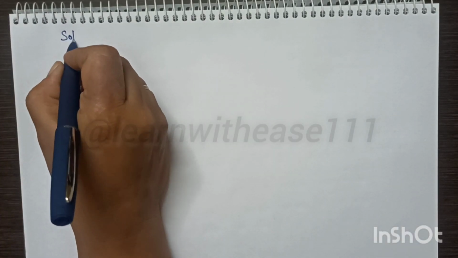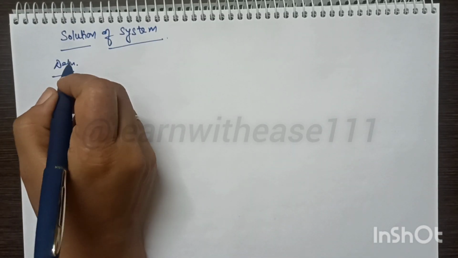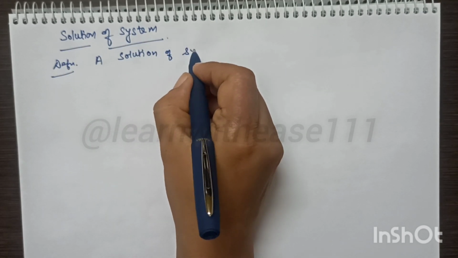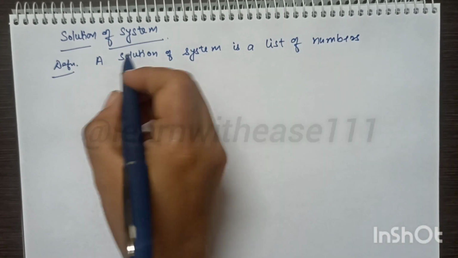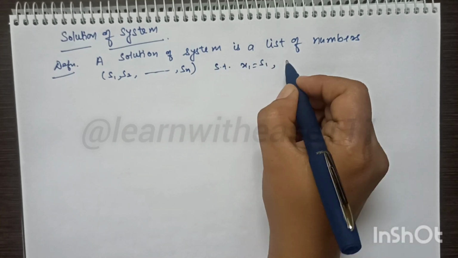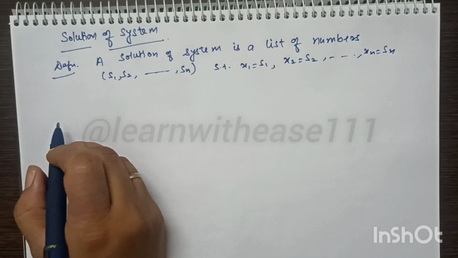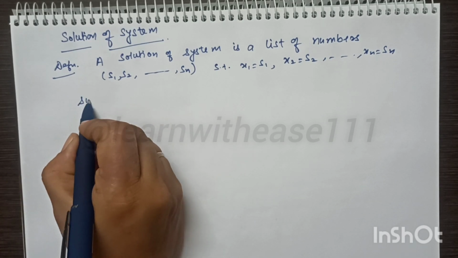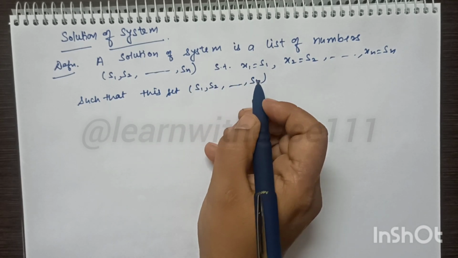Next we talk about the solution of a system of linear equations. A solution of a system is a list of numbers s1, s2, up to sn such that when I use s1, s2, sn in place of x1, x2, xn, the equation is satisfied. It means the left hand side of the equation matches the right hand side. The equation is a true statement when I substitute s1, s2 up to sn in place of x1, x2 up to xn.